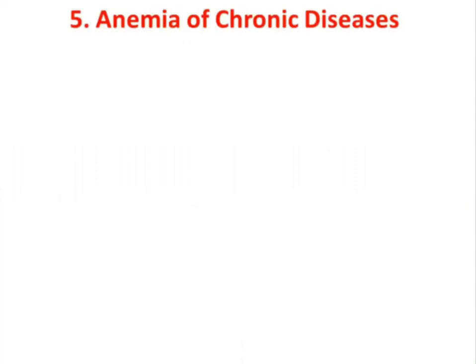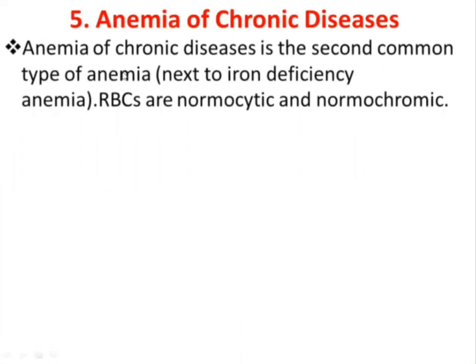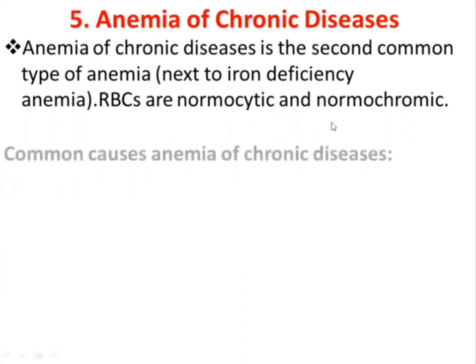Then we will see the anemia of chronic disease. The anemia of chronic disease is the second most common type of anemia next to the iron deficiency anemia. The iron deficiency anemia is the most common anemia. The second is the anemia of the chronic disease, right? The RBC are normocytic and normochromic.